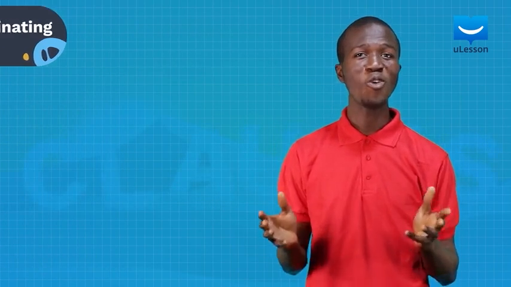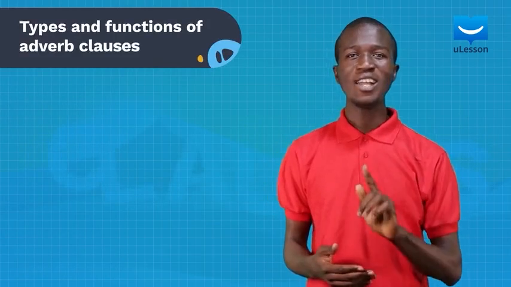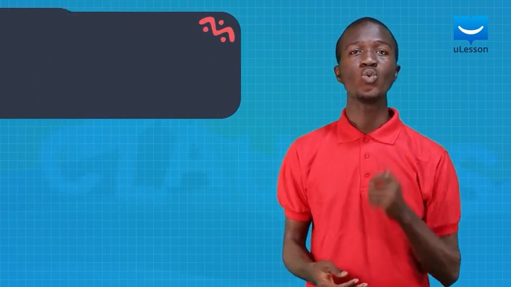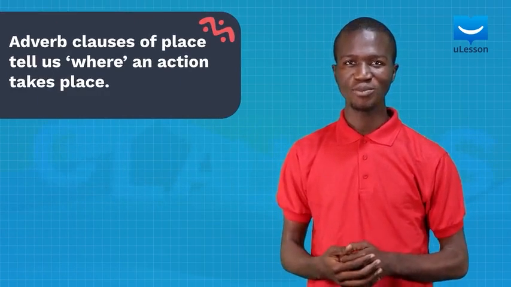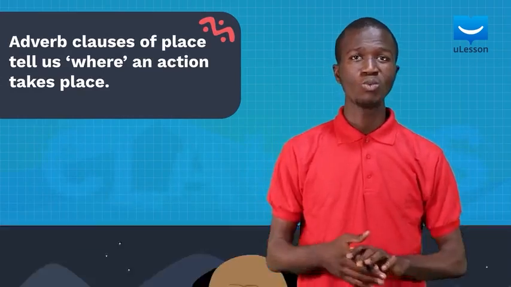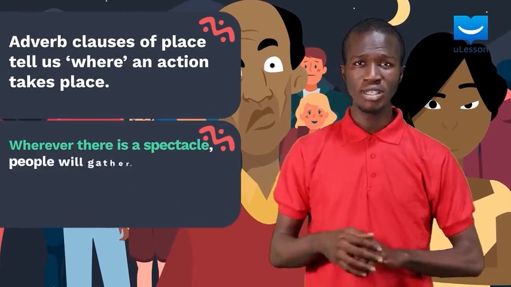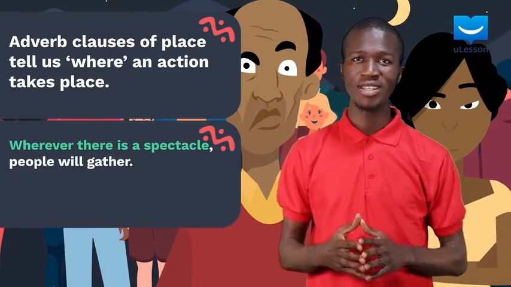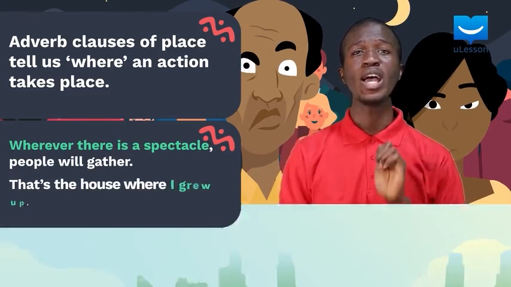So, let's explore. Adverb clauses of place tell us where an action takes place. For example, wherever there is a spectacle, people will gather. That's the house where I grew up.